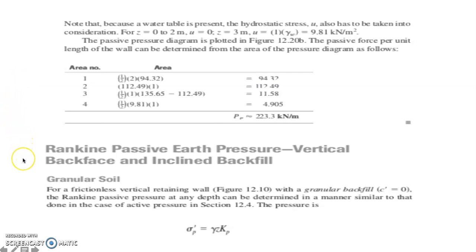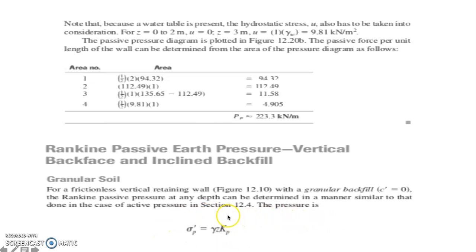Okay, let's continue. We're moving on to Rankine passive earth pressure, vertical backface, and inclined backface. For this one, we're going to compute the Rankine passive earth pressure, wherein the backface of our retaining wall is vertical and we have an inclined backfill. Of course, we have a granular backfill, so our C prime is equal to 0.